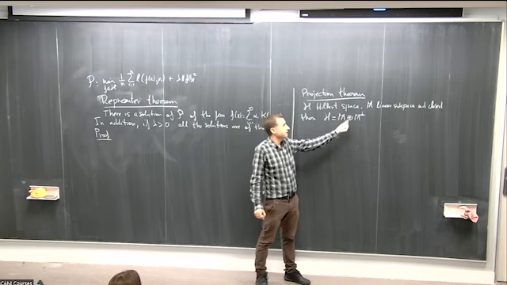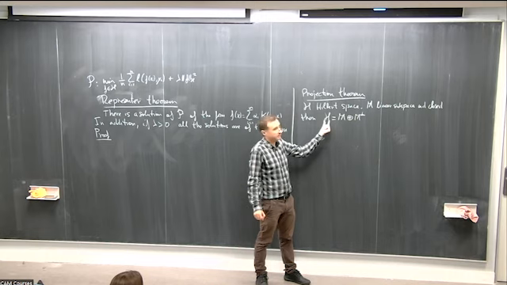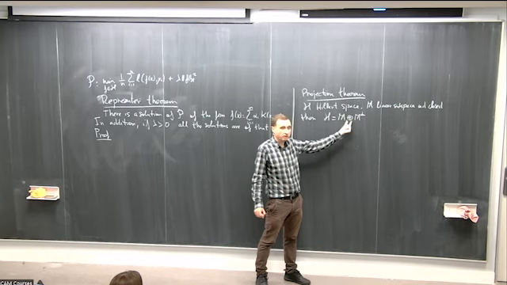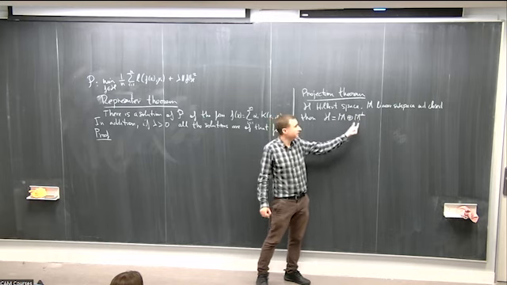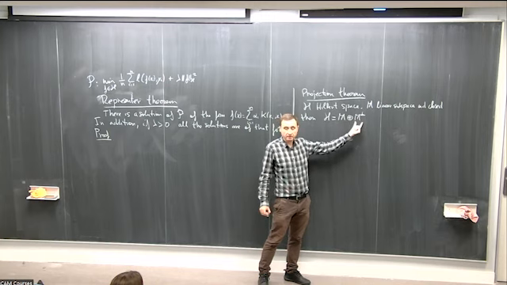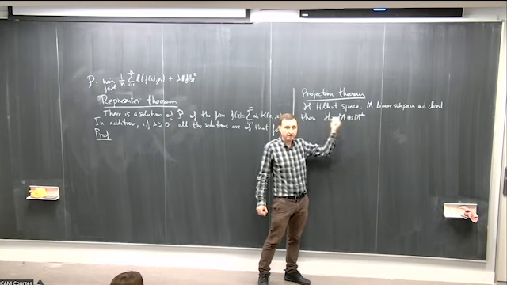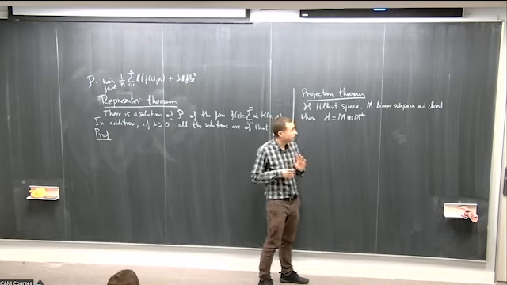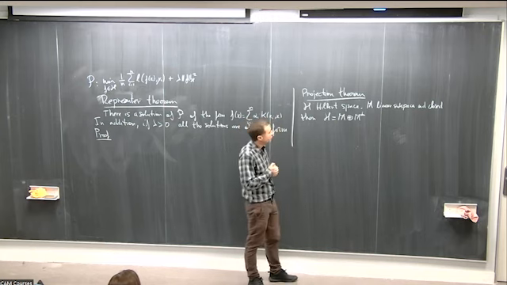So this means that each element in F can be written in only one way as the sum of an element in M and an element in M orthogonal, and M orthogonal means the elements in H that are orthogonal to all the elements in M. This is, I guess, familiar to all of you, but just to recall, this is a compact way to say it.